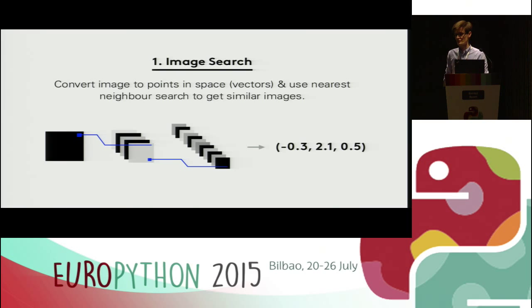And the nice thing about it is, the images of cats in that space are going to be close to other images of cats, and the images of bridges will be close to other images of bridges. So that's how you can do very good image search. And this is indeed what we do at Lyst. We take images and process them into this point representation in high dimensional space, and then we want to use nearest neighbor searches to find similar images.